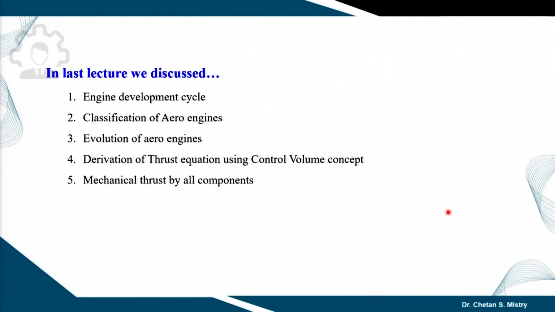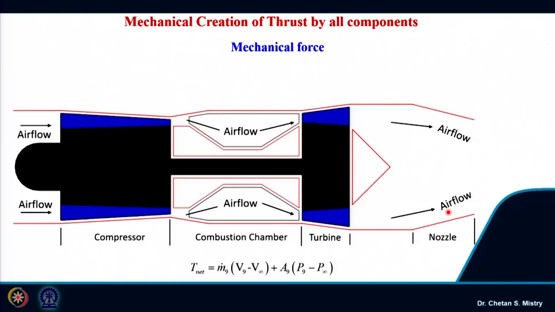In terms of derivation, we have taken our control volume approach, in which we have considered our solid boundary and our gaseous boundary. Based on that, we have come up with the equation for the thrust, and later on we have discussed about the mechanical thrust by all these components. So, let us retake for what all we were discussing in last session.